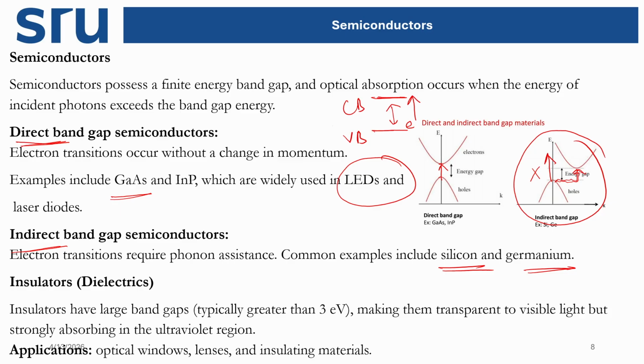And in an insulator, no such transitions happen because the energy gap is very large, generally more than 3 electron volts. So this property is useful for optical windows, lamps, or insulating materials.